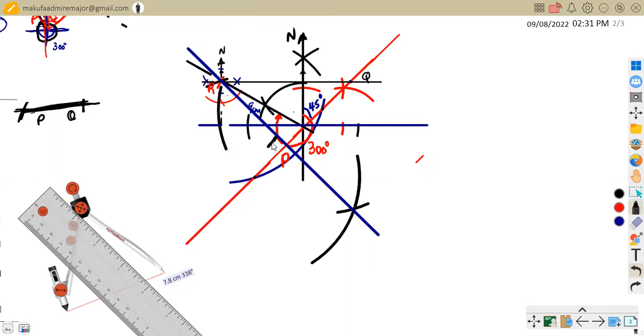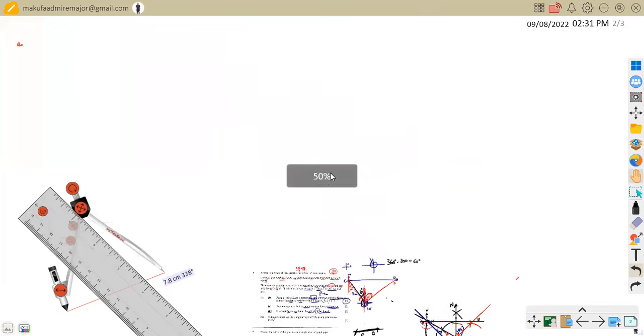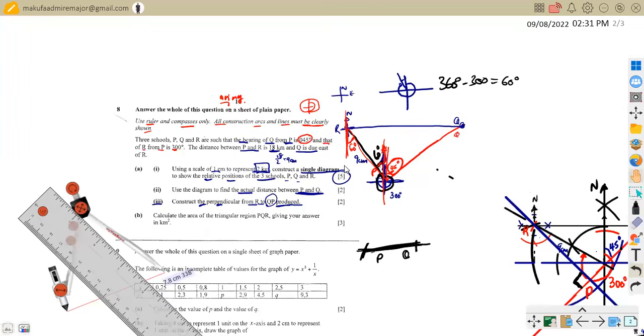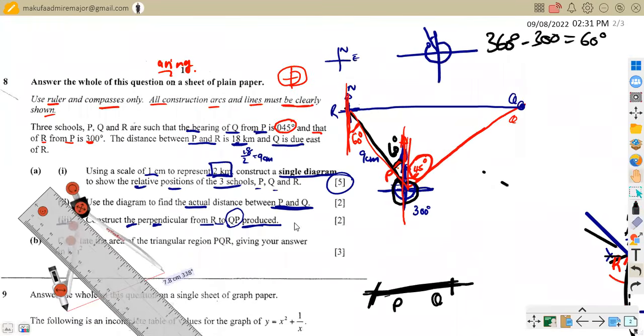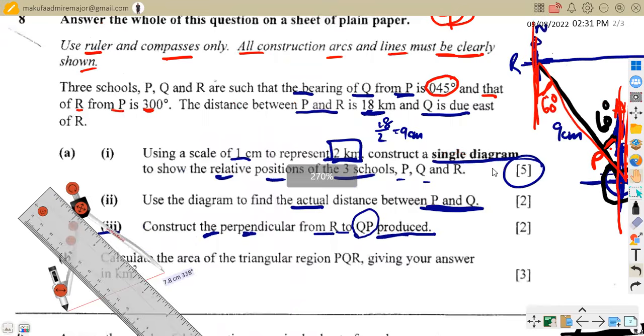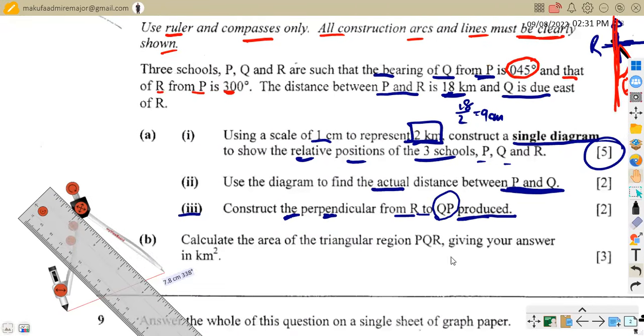So this one is going to be made at 90 degrees like this. So that's our 90 degrees. That's what the question was saying when it is asking us to construct the perpendicular. All right, let's take this back here. I hope it's clear on this point. That is the perpendicular. Construct the perpendicular from R to QP produced, like that one.